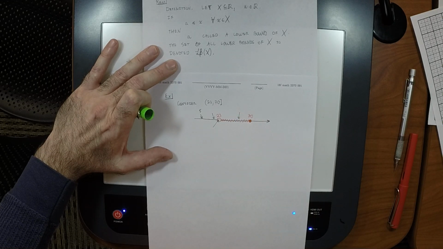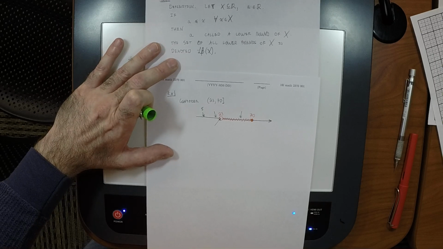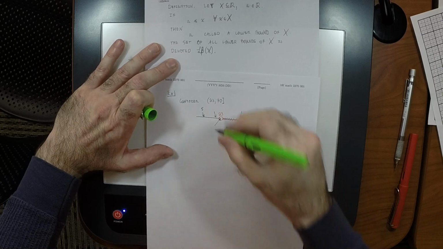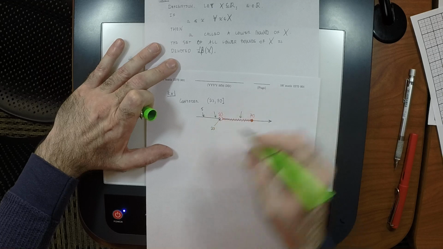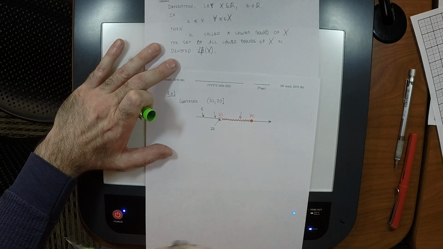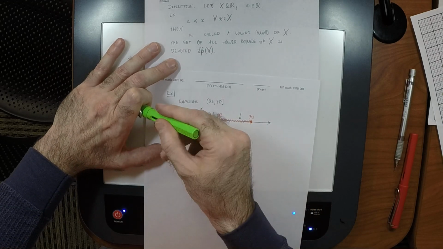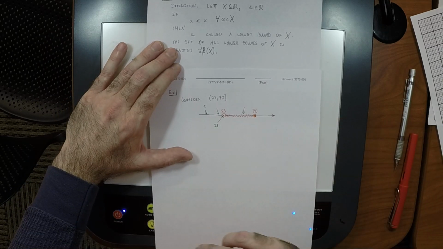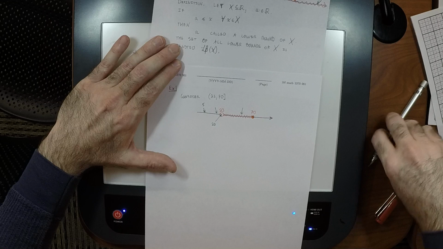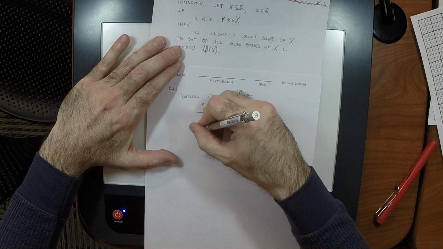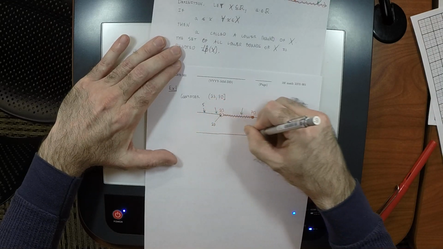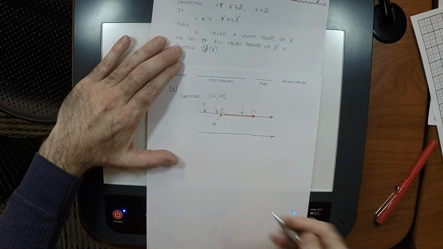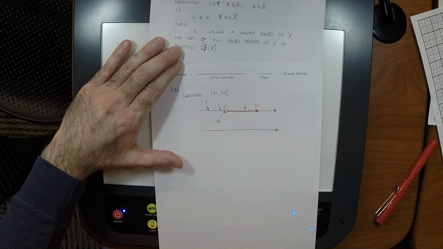It is. So observe that even though 23 is not the minimum of that set, it can't be because it's not in the set, nevertheless, 23 is a lower bound for that set. Okay, so right here on a number line immediately under it, I would like for you to draw the set of all lower bounds.